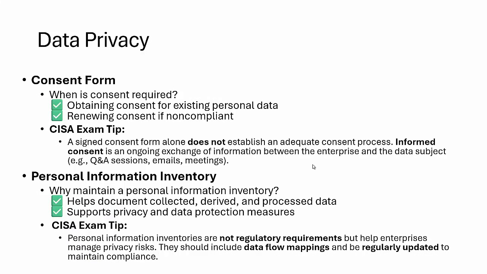We also have a PII, personal information inventory. Why? Because it helps you document what you collect and derive, what you have. And tomorrow if any audit happens, it can support your privacy data protection measures. It is not a regulatory requirement, but it helps the enterprise manage privacy risk. Is it clear? And it includes data flow mapping, regulatory updates and everything. That is part of the requirement.